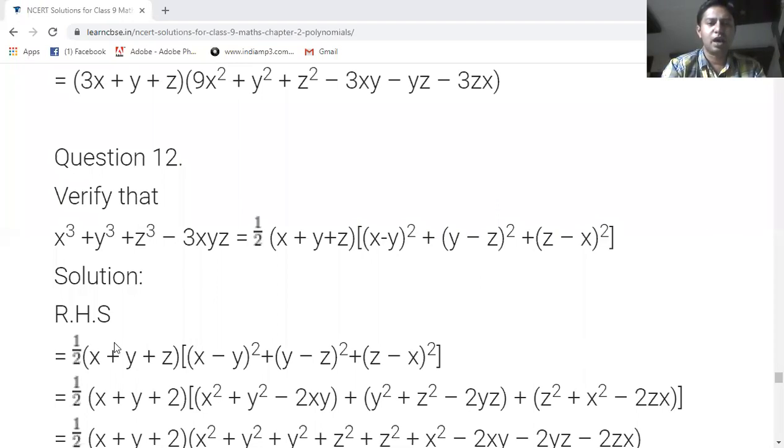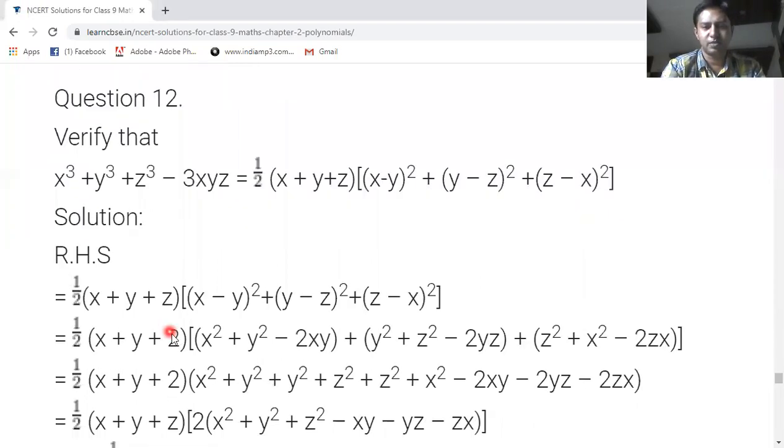So it is half x plus y plus z, then x minus y square is x square plus y square minus 2xy, y minus z square is y square plus z square minus 2yz, and z minus x square is z square plus x square minus 2zx. So after solving this, we'll get x square plus y square plus y square plus z square plus z square plus x square minus 2xy minus 2yz minus 2zx.